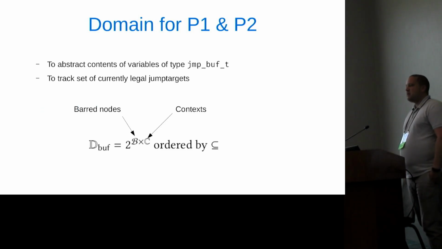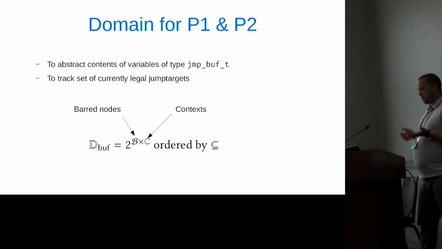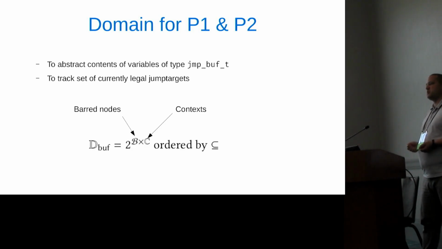What is the domain that we use to track the contents of these jump buffers and also track the set of currently legal jump targets? This is actually a very simple domain. We have a set, and the members of the set are tuples from barred nodes, so these are the special nodes that we introduced earlier, and context, and we have simply ordered this by subset inclusion.